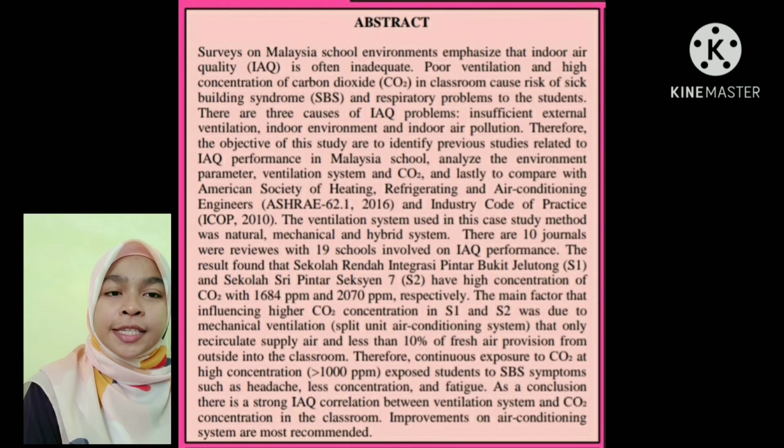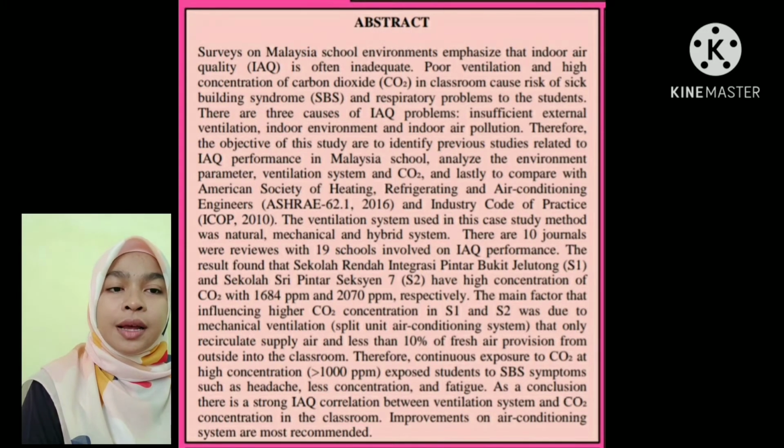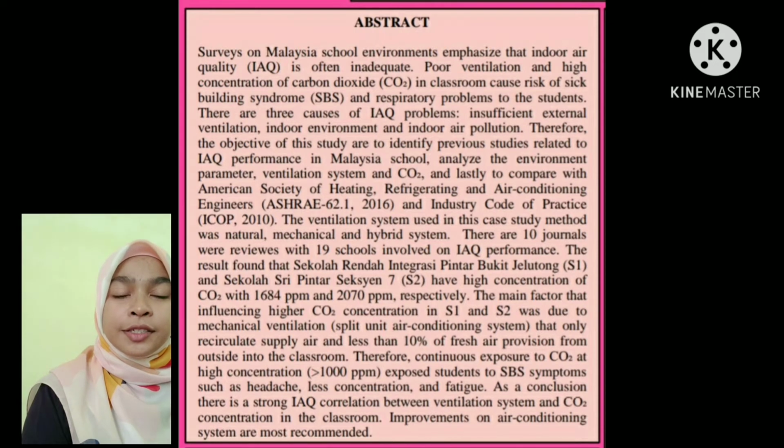The main factor influencing the higher concentration of carbon dioxide in S2 and S1 was the mechanical ventilation system, which is a split unit air conditioner that only recirculates supply air and provides less than 10% fresh air from outside into the classroom. Therefore, continuous exposure to carbon dioxide at high concentration, higher than 1,000 ppm, exposes students to SBS symptoms such as headache, lack of concentration and fatigue. As a conclusion, there is a strong IAQ correlation between ventilation system and carbon dioxide in the classroom. Improvement of air conditioning systems is most recommended.